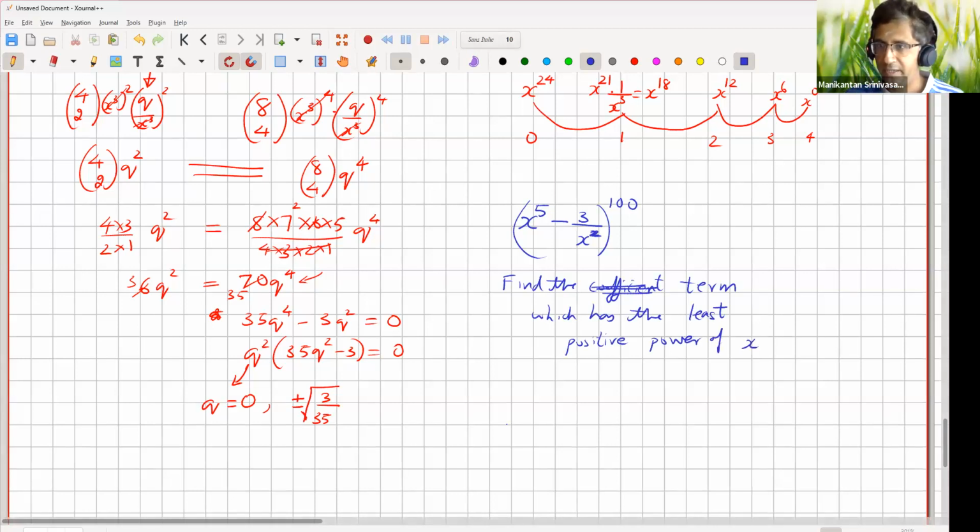It starts with x power 500, the first term, and then it'll reduce, and then finally it'll end in x power minus 200, because the x power minus 2 to the power 100 will become x power minus 200. So the power is going to start from x power 500 all the way till x power minus 200. Somewhere in between, it will cross x power 0, right? So I'm just explaining the question in case you haven't got it. So find the term which has the least positive power of x.